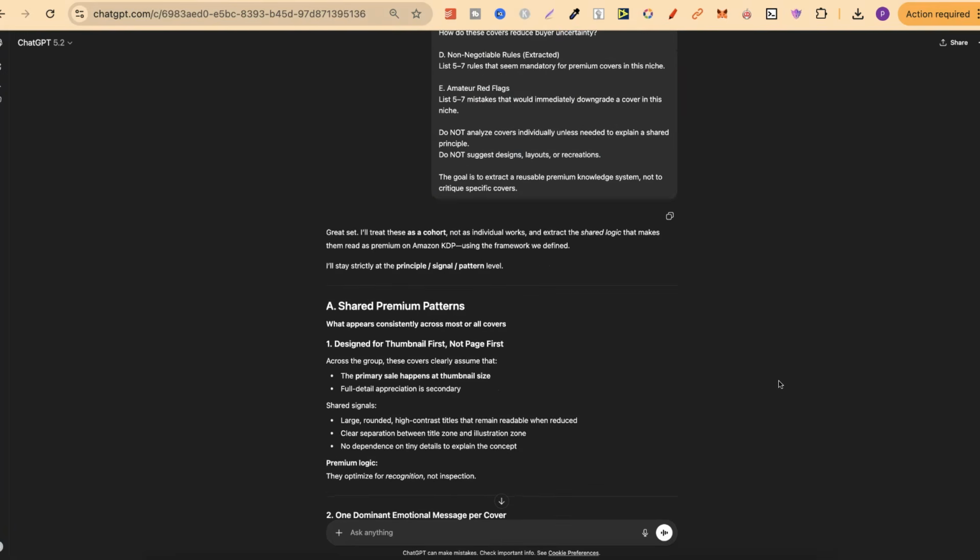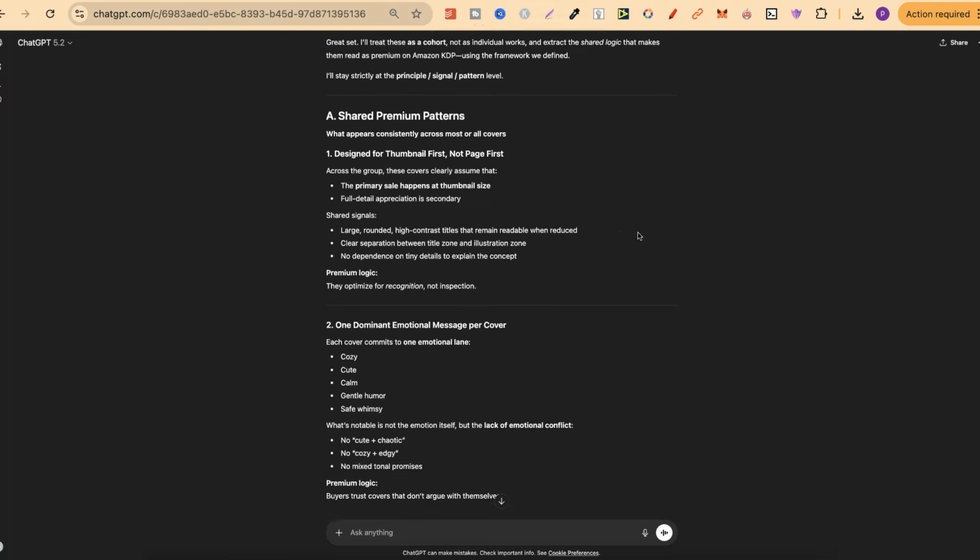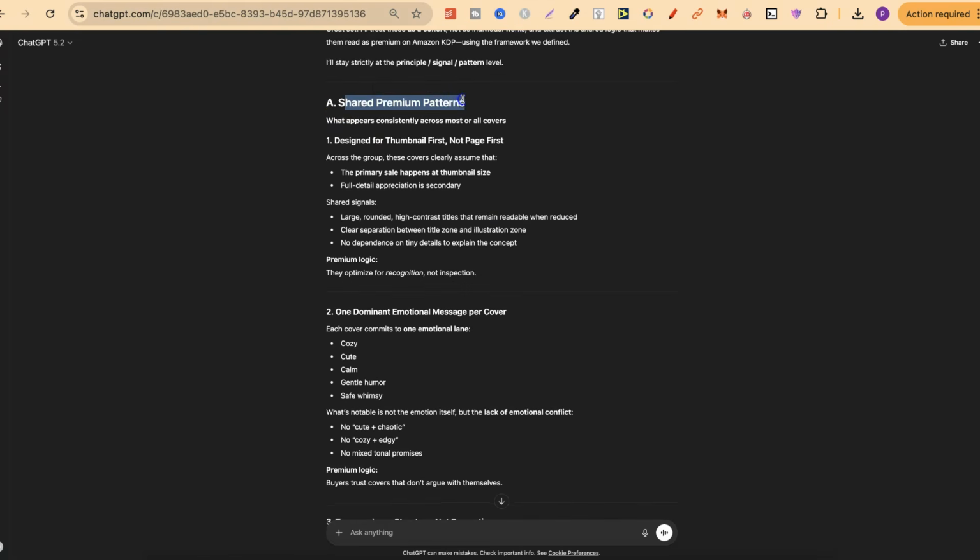Now, if we come down to here, this is where it starts getting juicy, and we start getting some really great information. So here's some of the information that it gave us. Shared premium patterns. So this is across the board on those 5 covers. Designed for thumbnail first, not page first. Now, across the group, these covers clearly assume that the primary sale happens at thumbnail size, and full detail appreciation is secondary. Now, shared signals, we have some just here, but the premium logic is they optimize for recognition, not inspection.